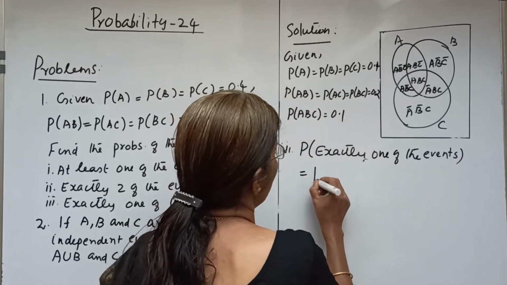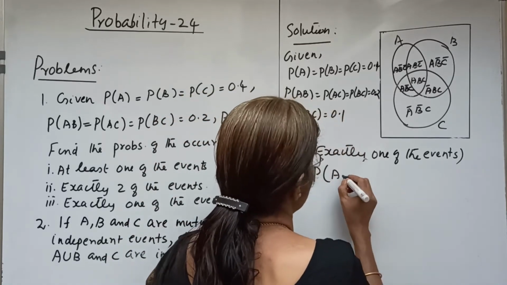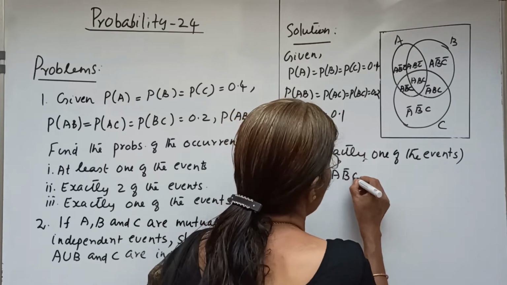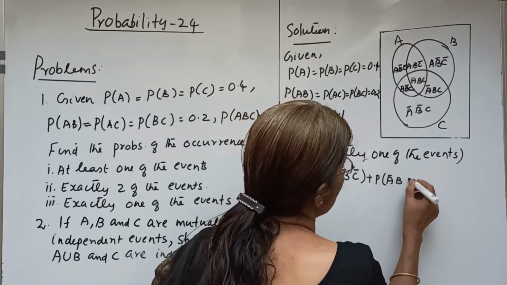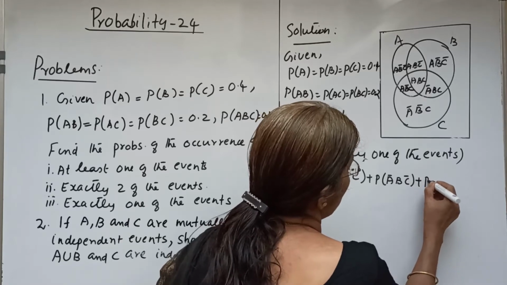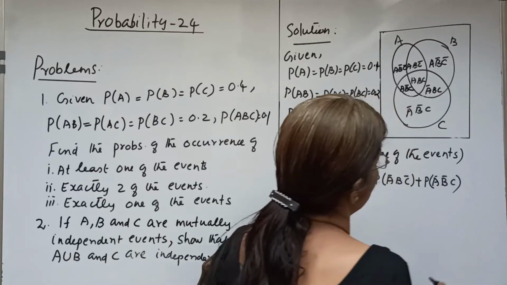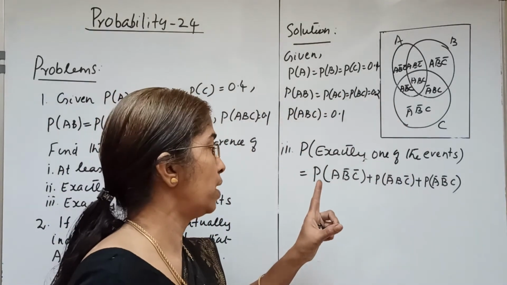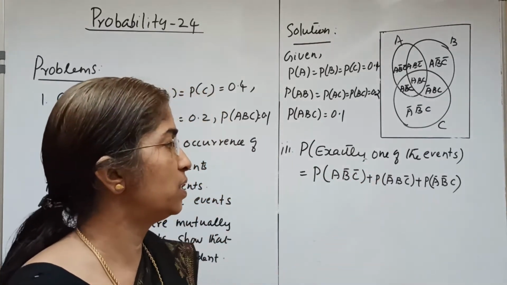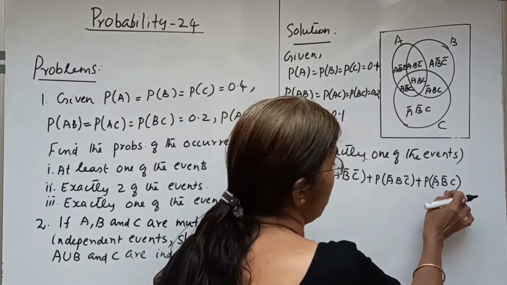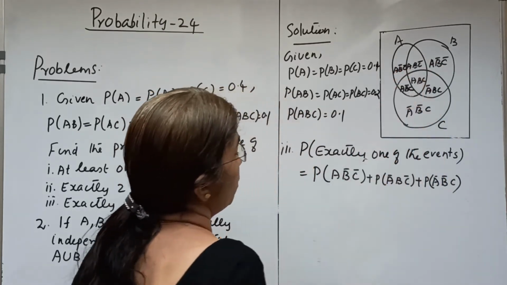Okay, that is only one happens, so the other two do not happen. That is P of A B bar C bar plus P of A bar B C bar, plus P of A bar B bar C. So P of A, only one happening, is P of A B bar C bar plus P of A bar B C bar plus P of A bar B bar C. Now using this figure, this is the subset A B bar C bar.